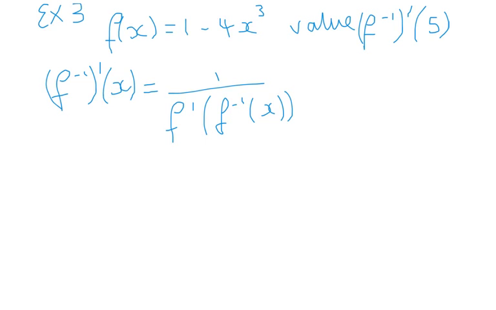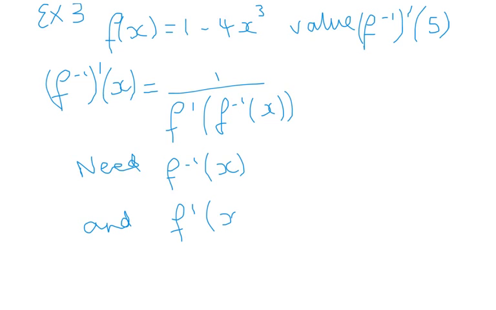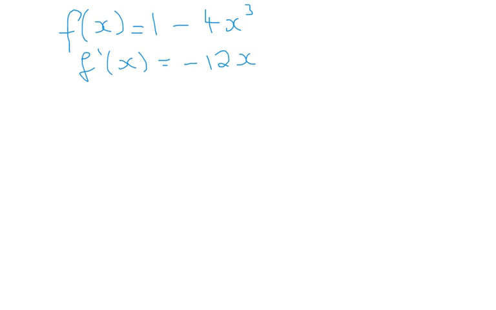So this means I'm going to need the inverse function and the derivative of the original function. The original function was 1 subtract 4x cubed. Take the derivative, that's negative 12x squared.